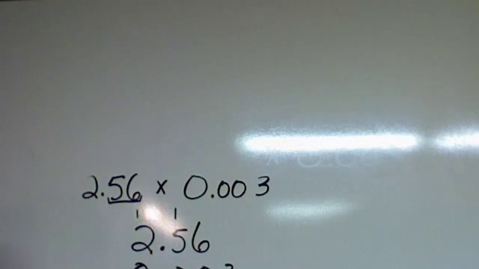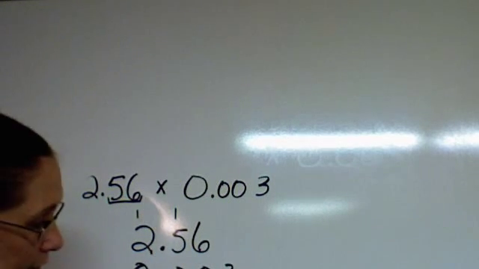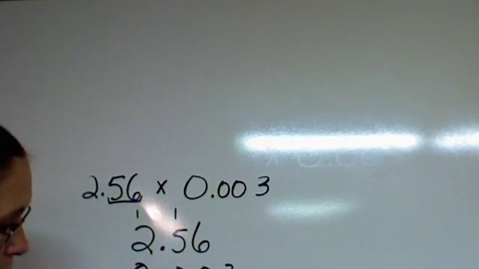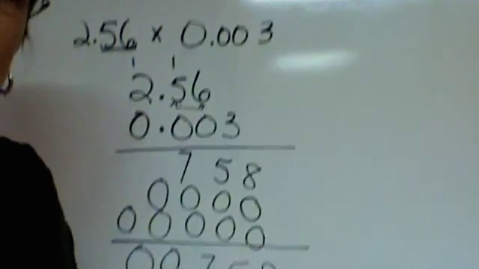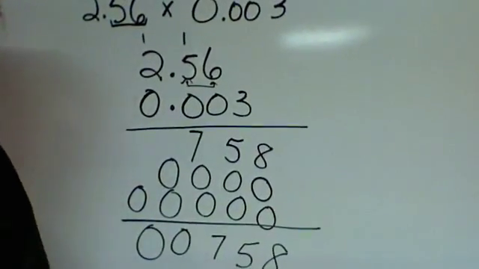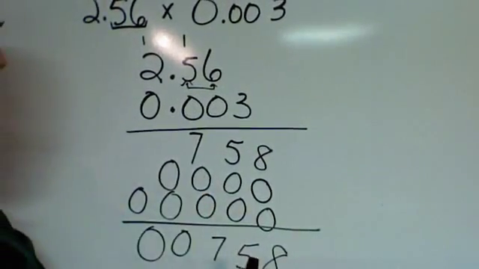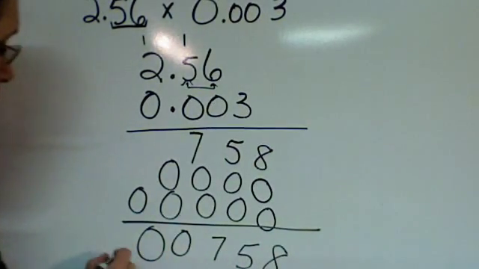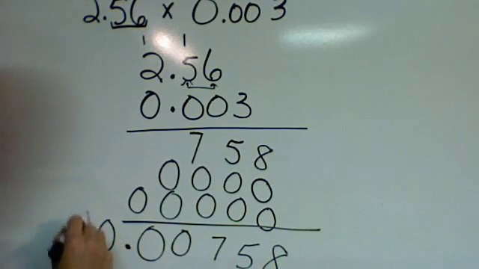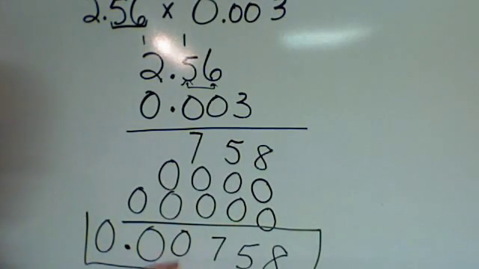and now we just add this all together. 8, 5, 7, 0, 0. Now we have 2 decimal places here and 3 here. So all together we have 5 decimal places. And I'm clear off the board again, aren't I? There we go. Can you see that a little bit better? Okay. So then I count over 1, 2, 3, 4, 5. And I have 0.0075.